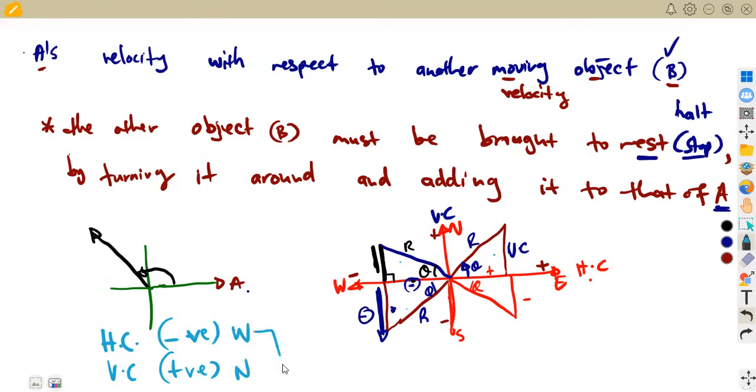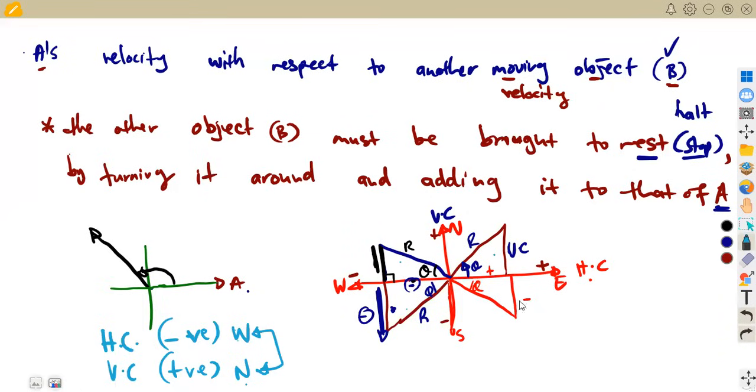Where do we have these two? In which part are we going to have the west and the north? We are talking about this quadrant, the one that consists of the west and the north. So we are considering this quadrant. Meaning our triangle is going to be like this, where the horizontal is negative and the vertical is positive, the vertical part, or west and the north part.